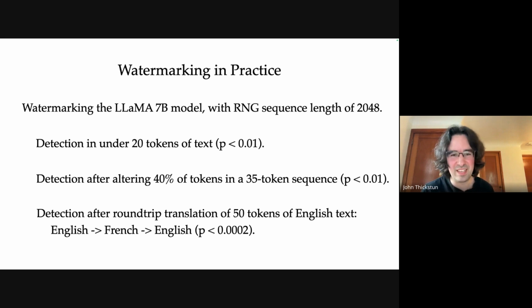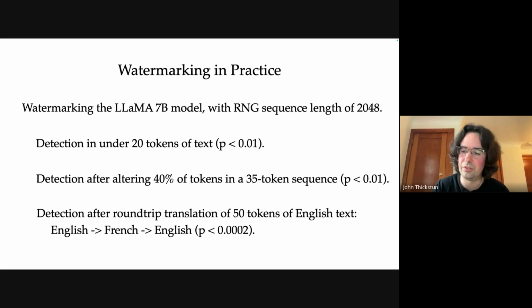And if you think that this is maybe some fluke, and that this only works because English and French are pretty similar languages, we actually did this with Russian too. And it works there as well. Maybe you need 60 tokens to get this strong a p-value for Russian. But I can refer you to the paper if you want more details on what these detection rates look like in practice.